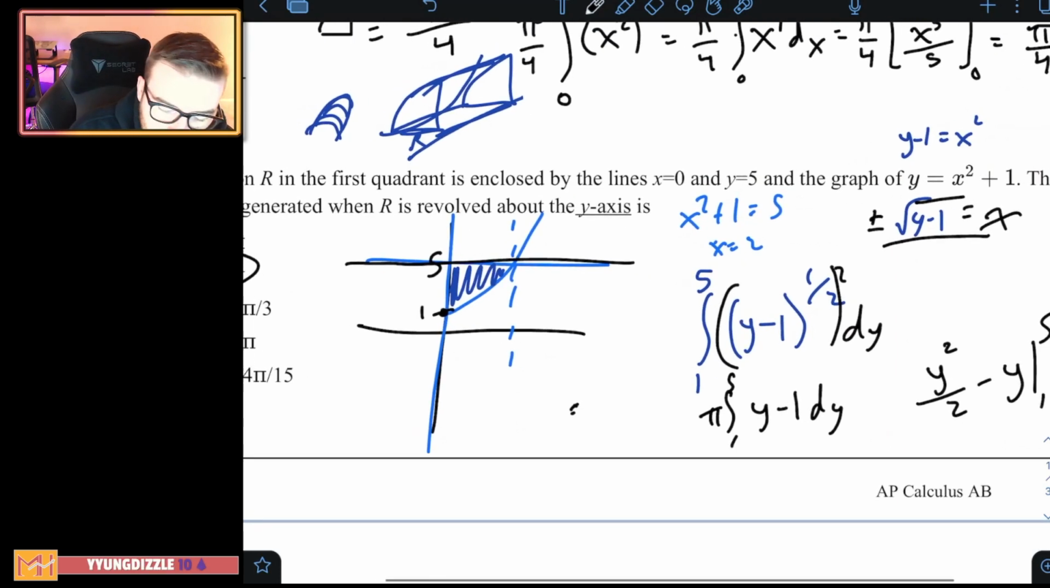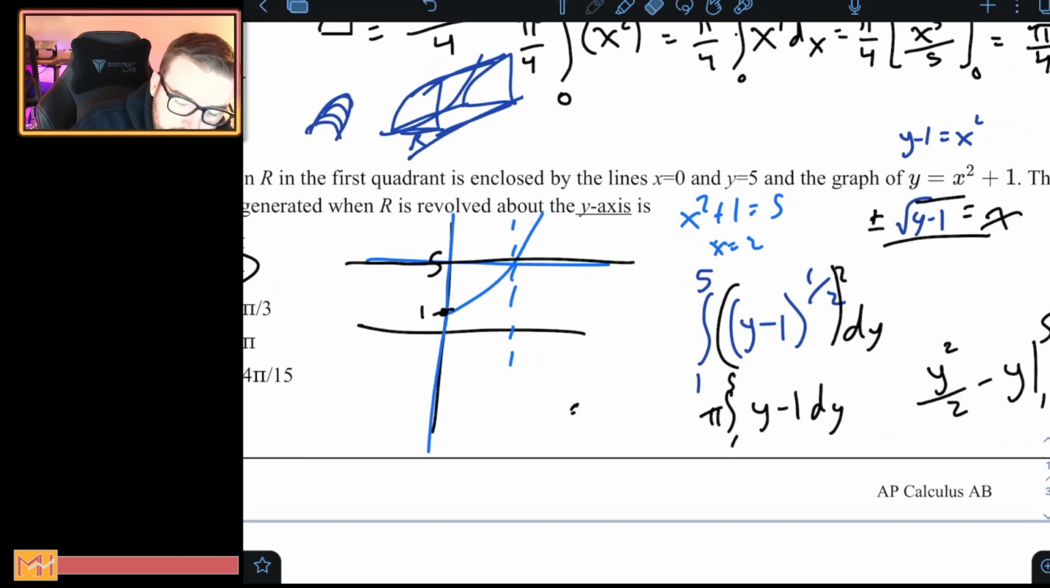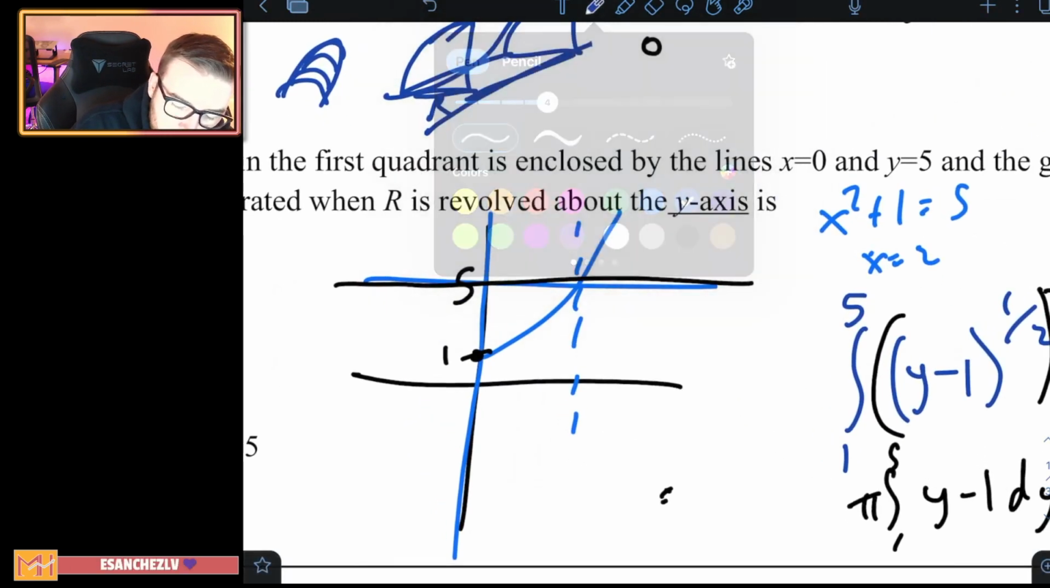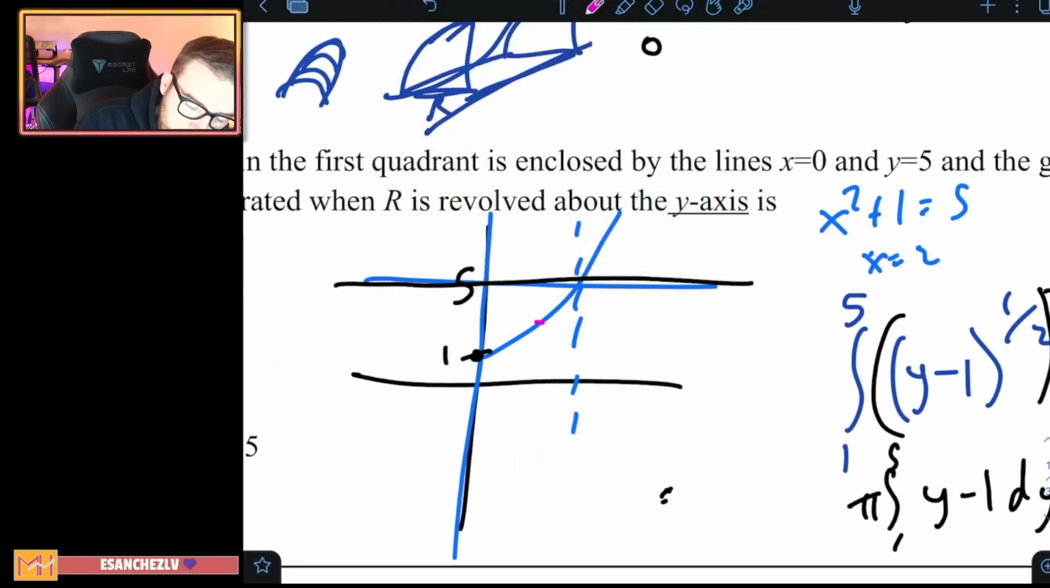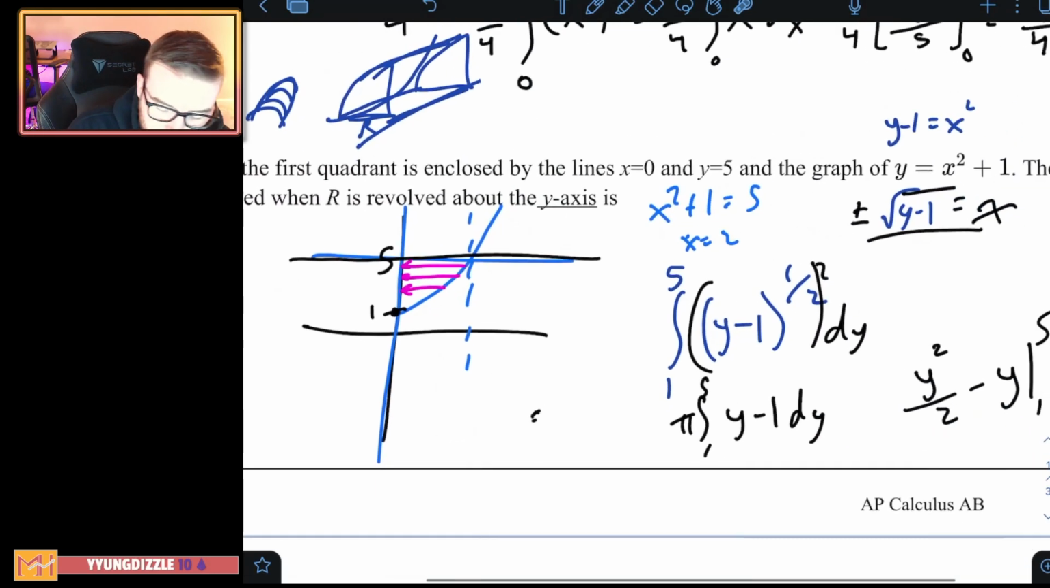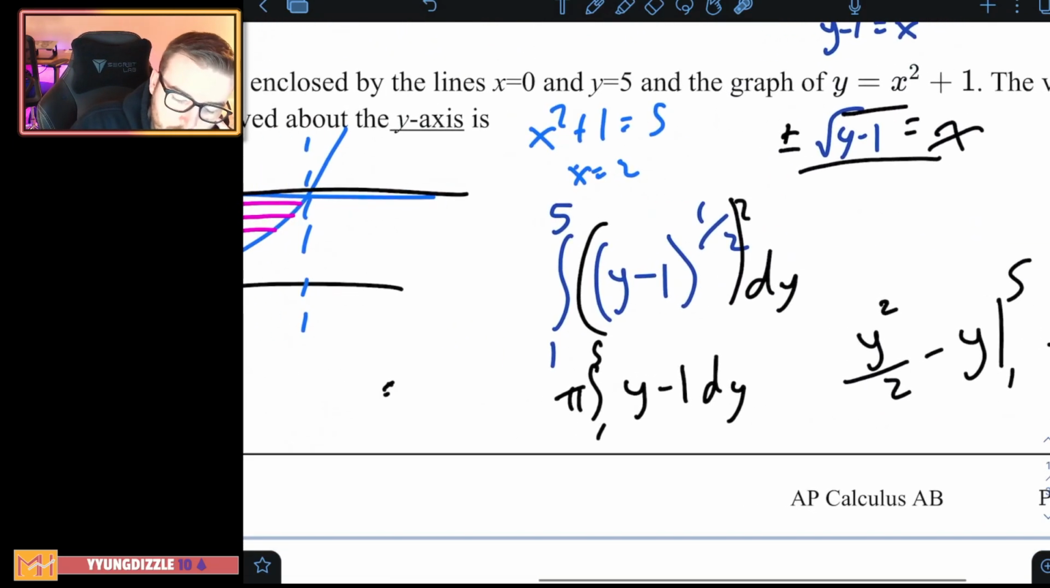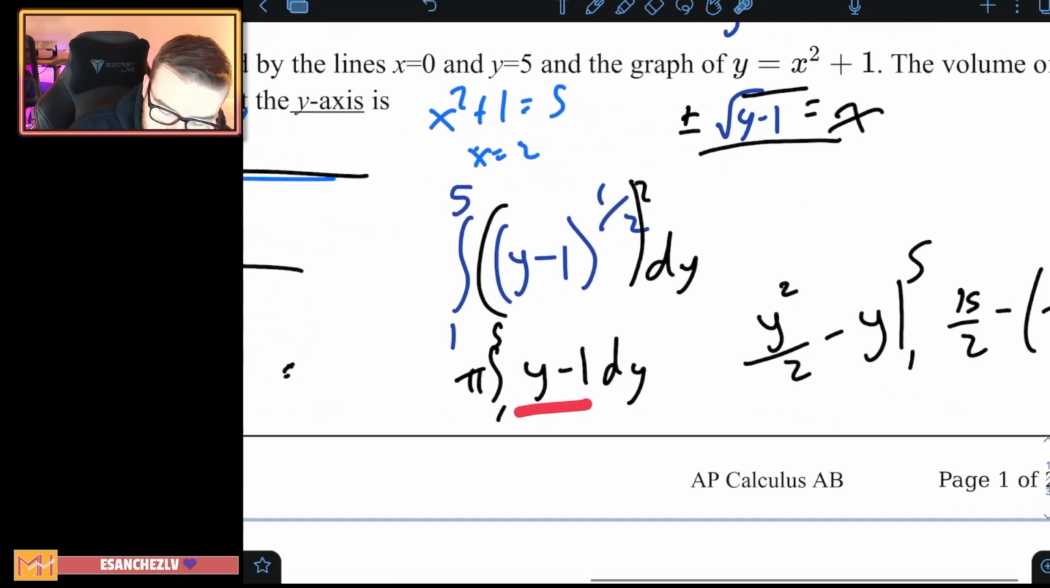And then my shading is kind of crappy, but really we're thinking with respect to y. So we're thinking like this direction, right? So what is that distance? That's the function. So function with respect to y, or in terms of y. So I wrote it as y minus 1 to the 1/2, so it was a little clearer how the square and the 1/2 cancel out. You're left with y minus 1 dy.